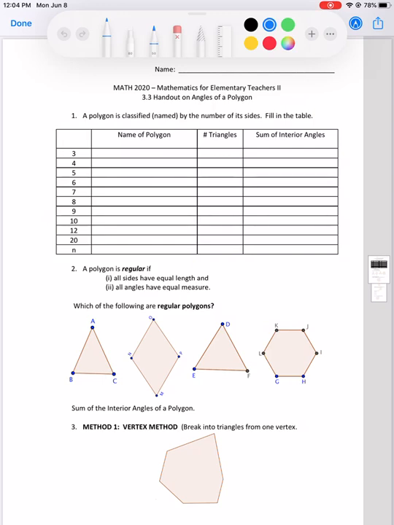First, we're going to think about naming polygons. In this example, we have a table that we will fill out that has the name of the polygon, number of triangles, and the sum of the interior angles, however many angles inside it. And all of it is based off of the number of sides that it has. So right here we're going to put in number of sides. Okay, so if a polygon has 3 sides, you all know it's a triangle.